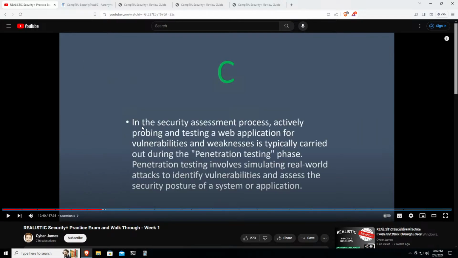Yep. In the security assessment process, actively probing and testing a web application for vulnerabilities and weaknesses is typically carried out during the penetration testing phase. Penetration testing involves simulating real-world attacks to identify vulnerabilities and assess the security posture of a system or application.